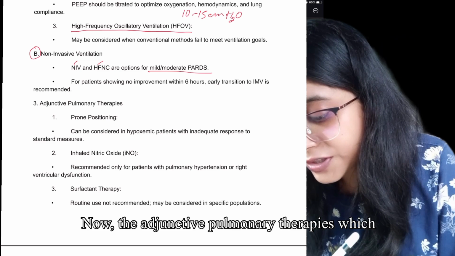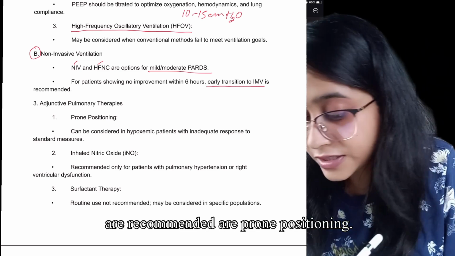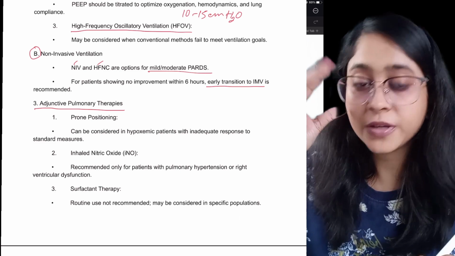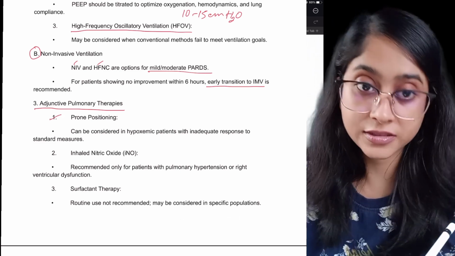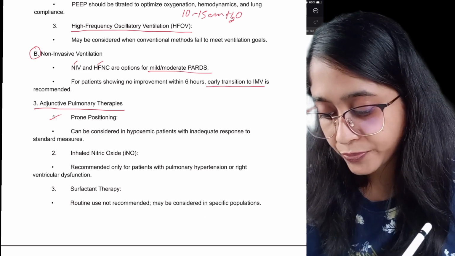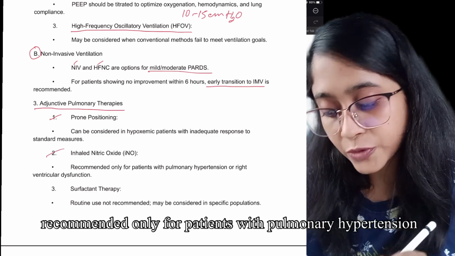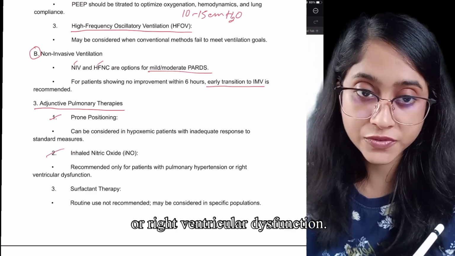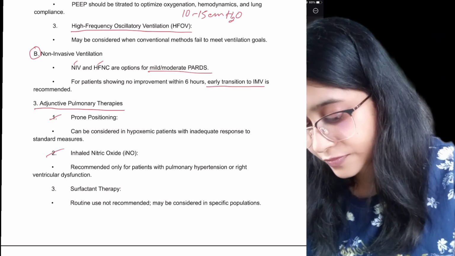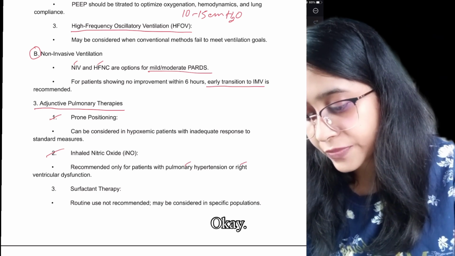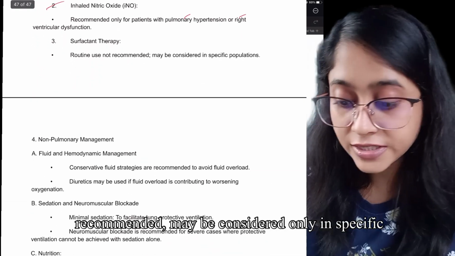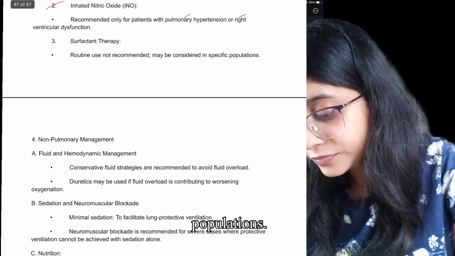Now, the adjunctive pulmonary therapies which are recommended. Prone positioning can be considered in hypoxemic patients with inadequate response to standard measures. What about inhaled nitric oxide, iNO? Recommended only for patients with pulmonary hypertension or right ventricular dysfunction. Surfactant therapy: the routine use is not recommended, may be considered only in specific populations.